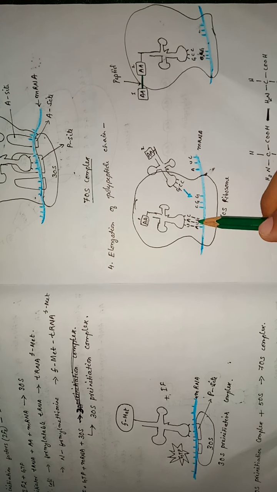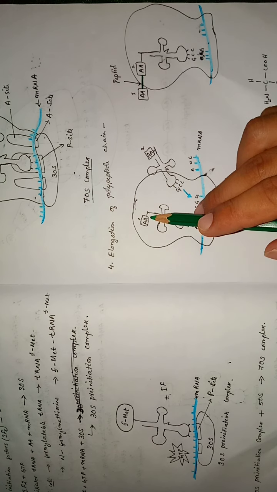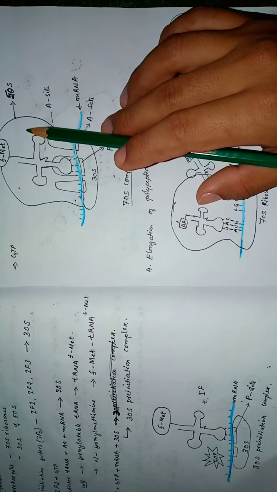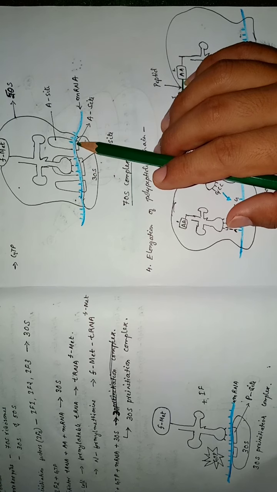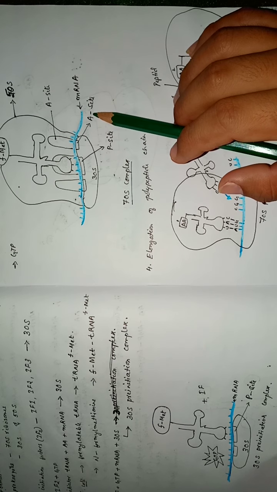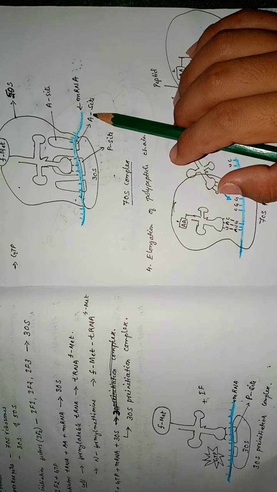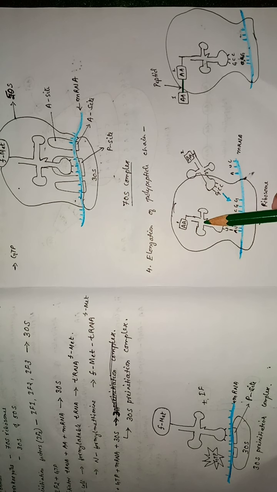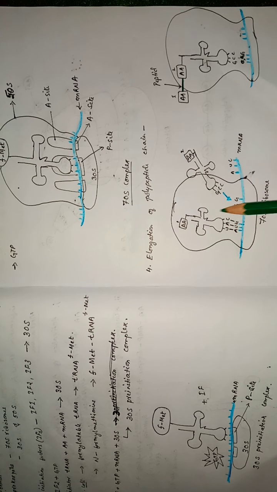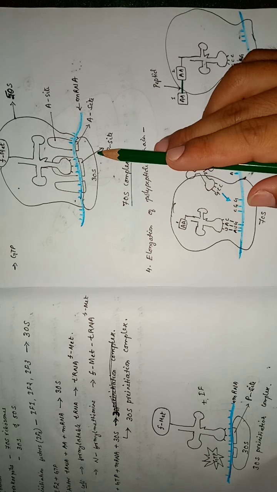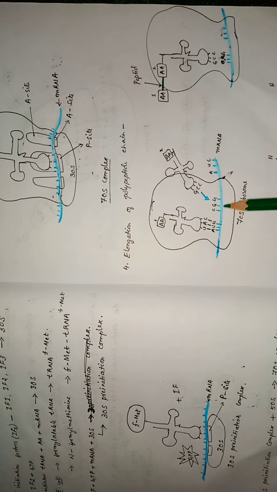Now the larger subunit of the 70S ribosome, that is the 50S, has two slots, that is the P site and the A site. The P site is also called the peptidyl site or the donor site, and the A site is also called the aminoacyl or the acceptor site. The incoming aminoacyl tRNA, so tRNA with the amino acid is called the aminoacyl tRNA, gets attached to the acceptor site, that is the A site of the ribosome, and it base pairs with the mRNA.